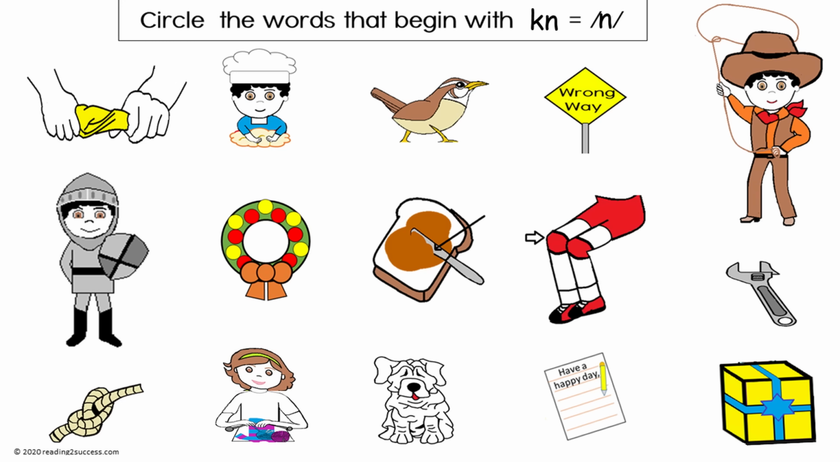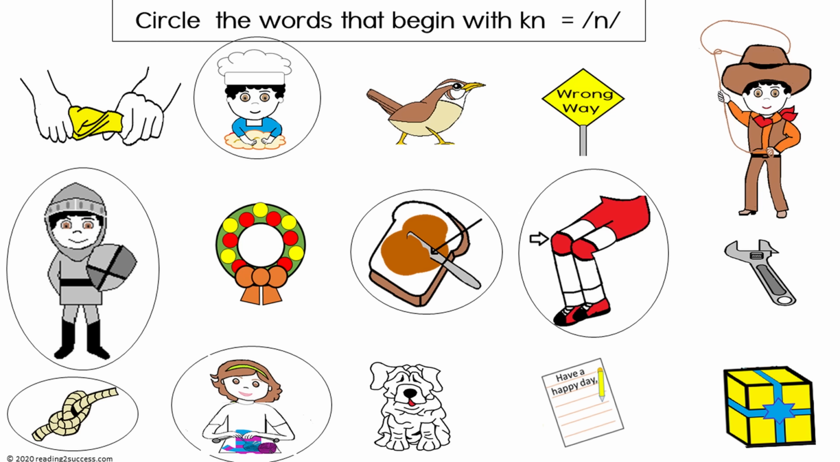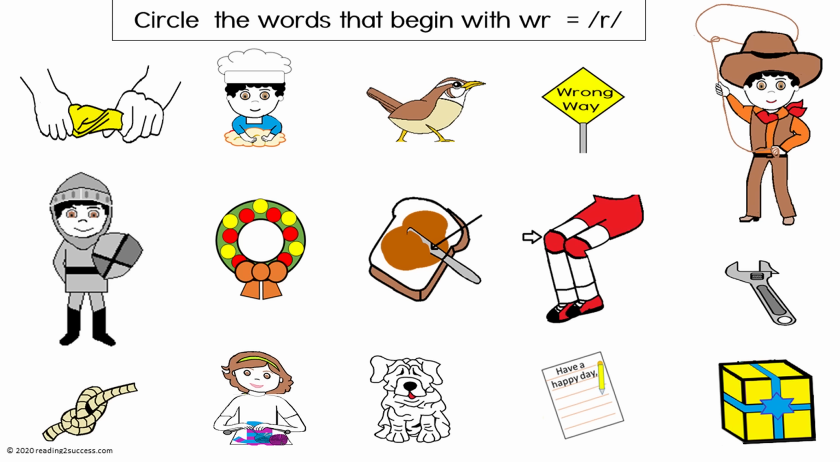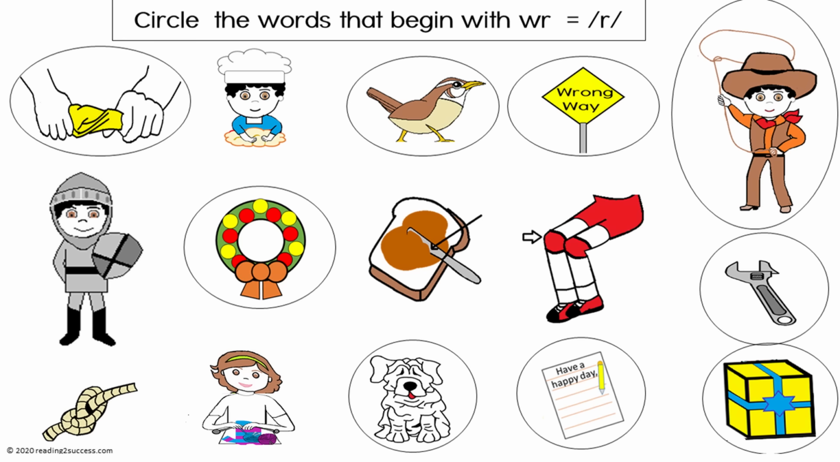In this activity, have kids circle all the words that begin with KN, making the N sound. And these are the answers. And now have kids circle all the words that begin with WR, making the R sound. And these are the answers.